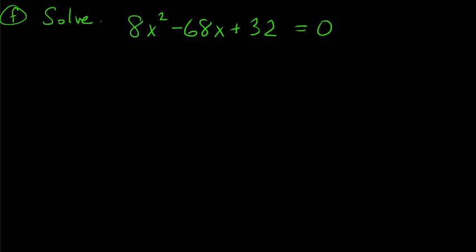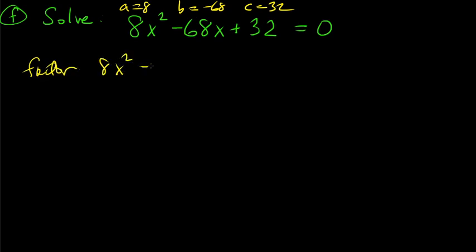All right, part F. 8x squared minus 68x plus 32 equals 0. And sure enough, this is in standard form, right? A is 8, B is negative 68, and C is 32. So, right, and it equals 0. So how do we factor 8x squared minus 68x plus 32?